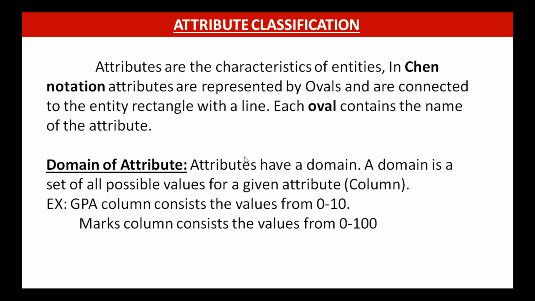Before going to the attribute classification, first of all we should know about the domain of an attribute. Every attribute has a domain. What is a domain? Domain is nothing but the set of possible values for a given attribute. That means a range: what is the minimum value and what is the maximum value it contains. For example, a GPA column consists of values from 0 to 10. A marks column has values in the range 0 to 100. A percentage column has 0 to 100. Like that, every attribute has a domain.